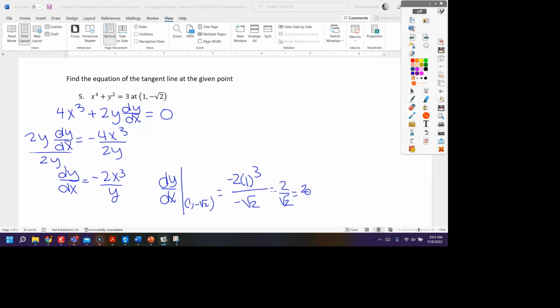And if you don't like that, you could have 2 root 2 over 2, which is root 2. Going back to like the trig days and rationalizing the denominator. Personally, I just like that it becomes root 2 because I don't like a fraction. So then that represents your slope of your tangent line. You plug in to point slope form.